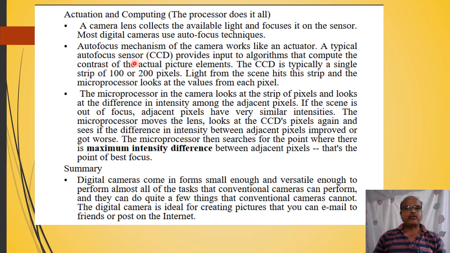A typical autofocus sensor (CCD) provides input to algorithms that compute the contrast of the actual picture element. So here also the microprocessor in the camera looks at a strip of pixels and looks at the difference in intensity among the adjacent pixels. If the scene is out of focus, adjacent pixels have very similar intensities. The microprocessor moves the lens, looks at the CCD's pixels again and sees if the difference in intensity between adjacent pixels improved or got worse.